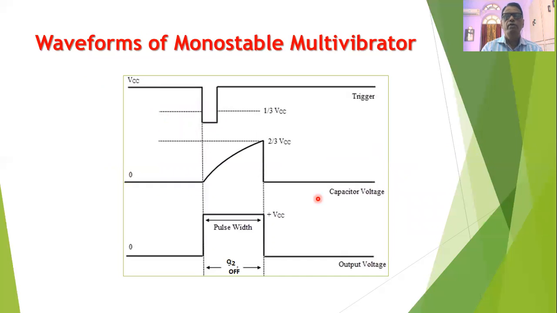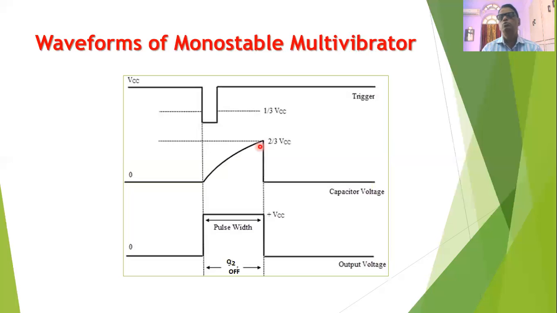Now we can draw the waveforms of the monostable multivibrator. In these waveforms, we have shown the trigger pulse, which is a negative going trigger pulse, and the negative going trigger pulse should be applied to the base of Q2. So when the negative going trigger pulse is applied, we know that the state of the monostable multivibrator is changed, and now Q1 will go into the on state and Q2 will go into the off state, and therefore its potential will rise to almost supply potential. The voltage across the capacitor will go on increasing exponentially.